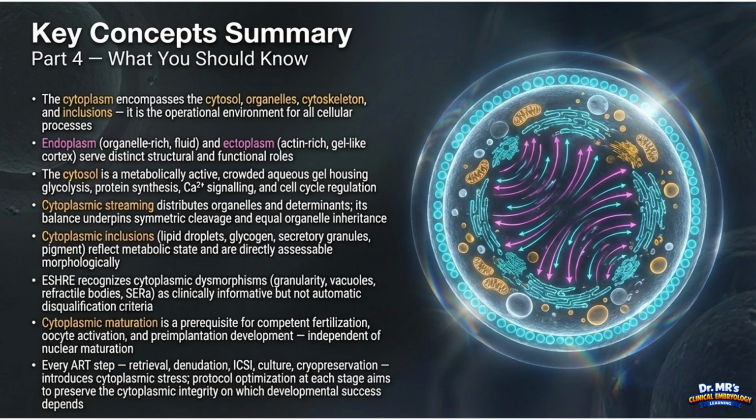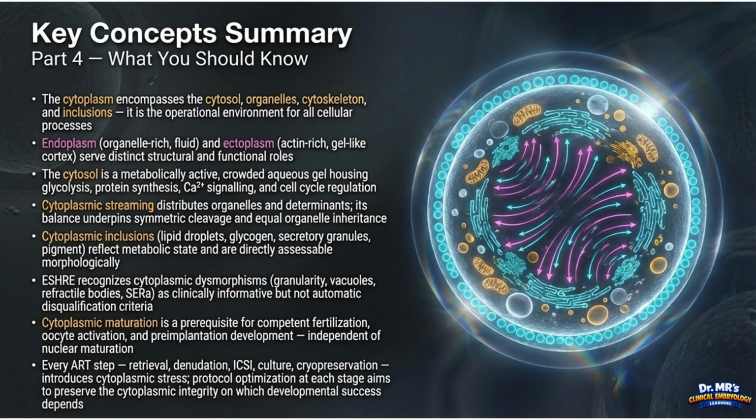early embryo development. The cytoplasm is spatially regionalized into the endoplasm, organelle-rich, fluid, and metabolically active, and the ectoplasm, actin-enriched, gel-like cortex housing cortical granules and supporting the asymmetric events of polar body extrusion and the cortical reaction.